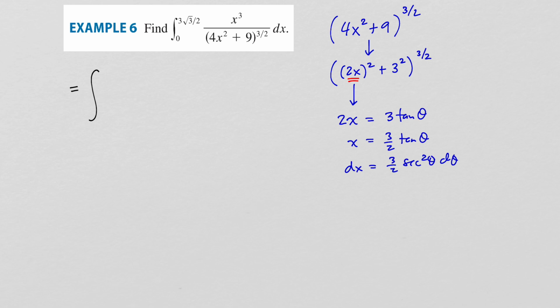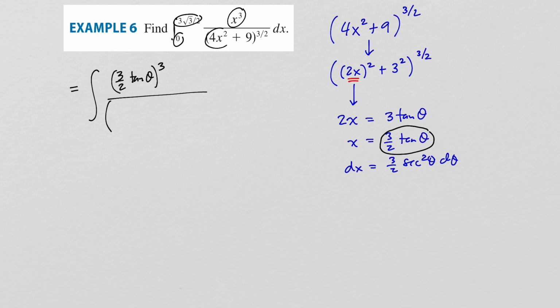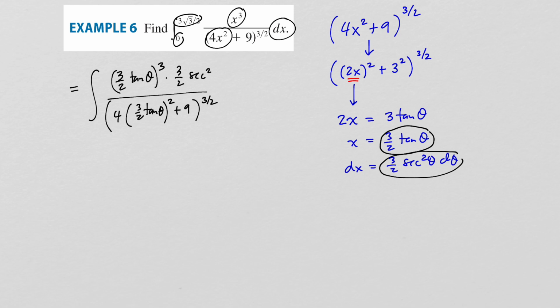So we have the integral, and we'll have to change our limits here in just a minute. We've got x cubed, which is going to be this thing cubed, divided by, and then now we have 4x squared, so that's going to be 4 times 3 halves tangent of theta quantity squared plus 9 to the 3 halves. And then don't forget your dx, and dx is 3 halves secant squared theta d theta.